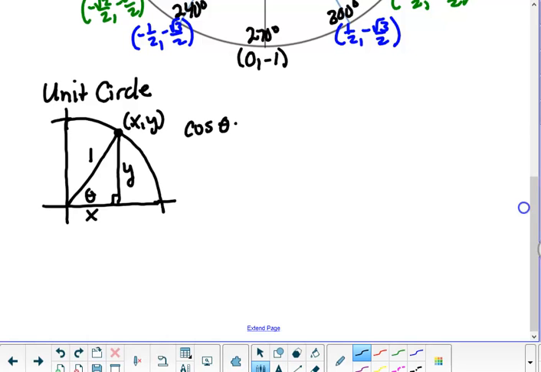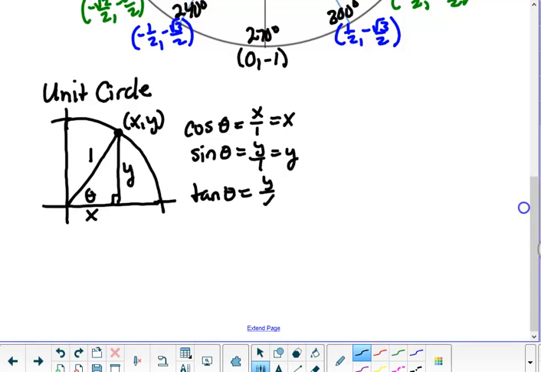Cosine of theta is going to be x over 1, which is just x. Sine of theta is y over 1, which is just y. And tangent of theta is y over x. And y over x is the change in the y direction, which is the rise, divided by the change in x, which is the run. Rise over run is slope. So this just equals the slope of the angle.